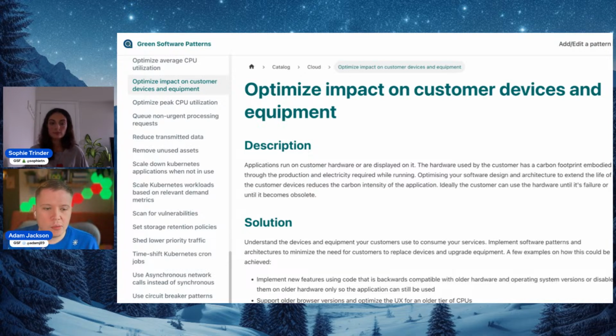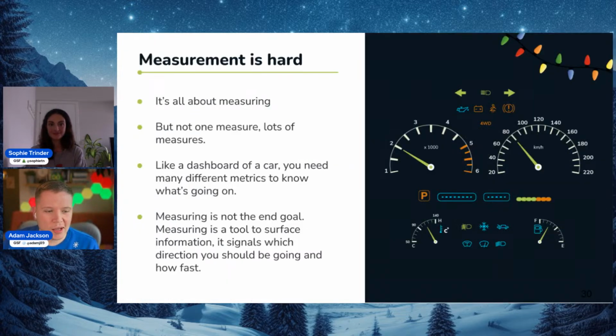So how can we make that hardware last a bit longer? And how can we make that software more efficient and using less power, using less network bandwidth to get to it? So these are all patterns, as I say, patterns.greensoftware.foundation. And now measurement, which I think probably Sophie, I'm handing this over to you.